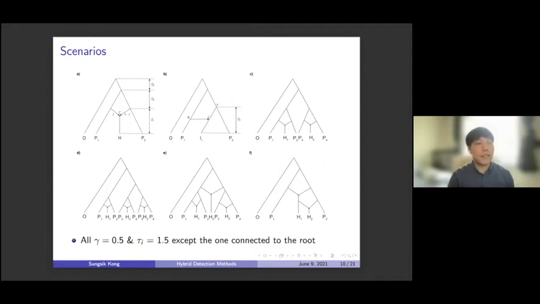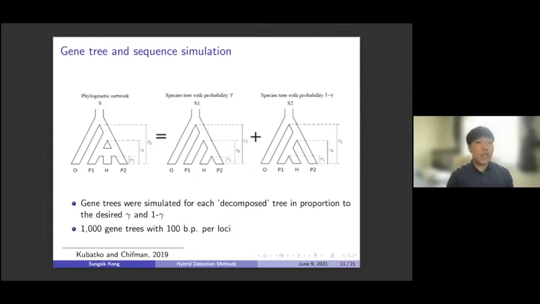And we randomly picked a single individual from each population for the D statistic, since it can only work with 4 individuals. And for each scenario, we broke down the network into 2 species trees or more by removing one of the reticulation edges and simulated 1,000 gene trees for each species tree in the proportion of gamma. So what I mean here is, for example, if our gamma was 0.5, we would break down this phylogenetic network on the left into 2 species trees we see on the right, and 500 gene trees were simulated for species tree 1, and another 500 for tree 2, and together we simulate 1,000 gene trees.